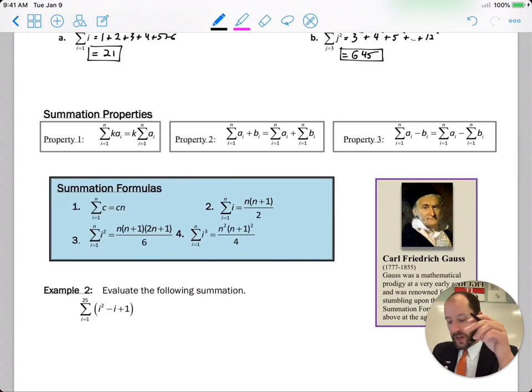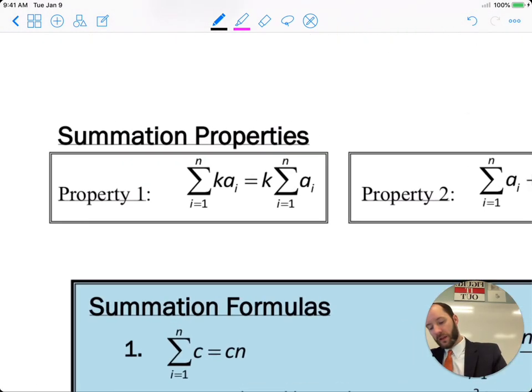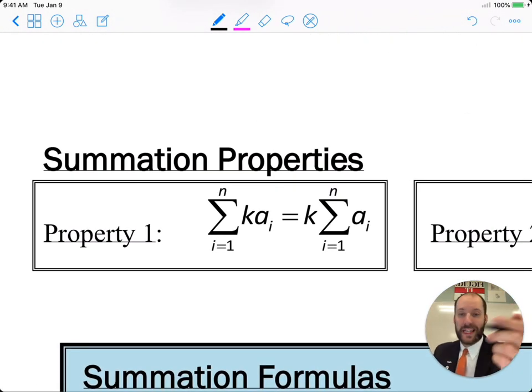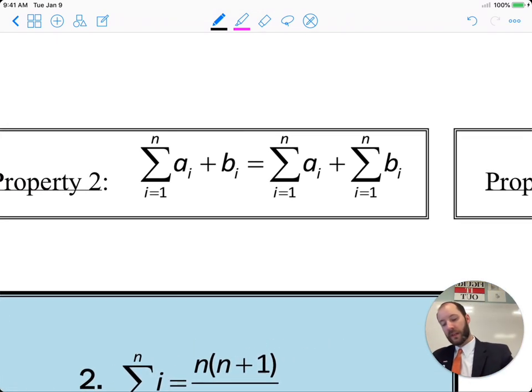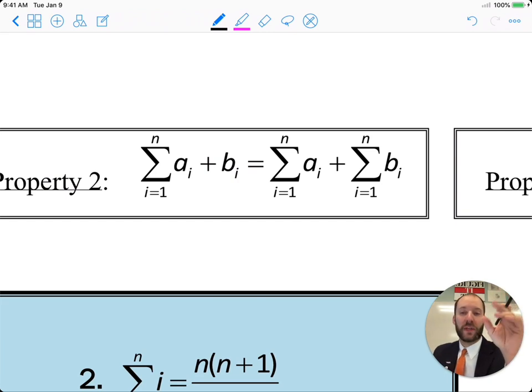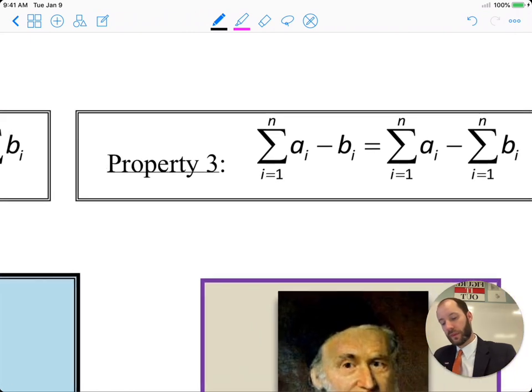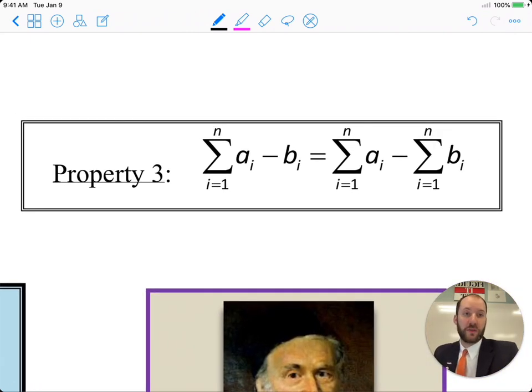Now I have some summation properties. They're pretty similar to the limit properties or derivative properties like that. When you have a constant k inside the summation, k can be pulled out, factored out, because k is a part of your term. So you can factor it out, and then after you do the summation, distribute the k back in. If you're summing two terms added together, you can do sums of the individual terms. And same with subtraction.